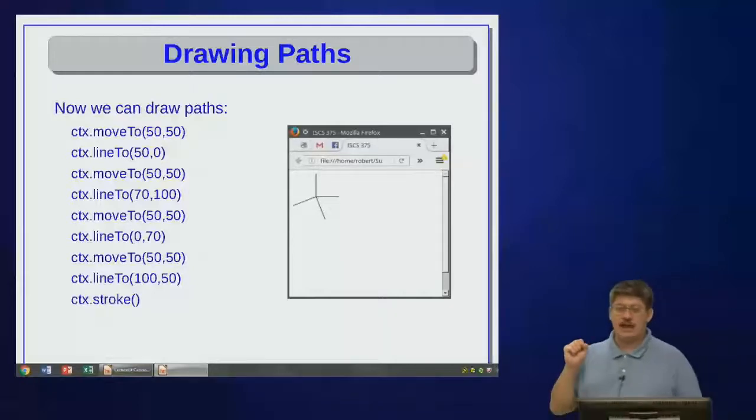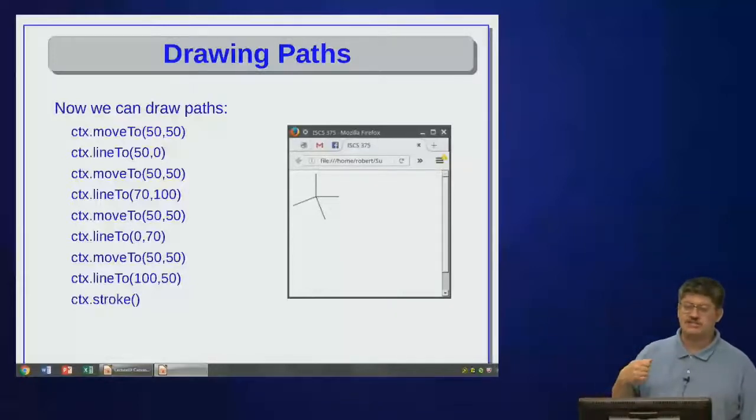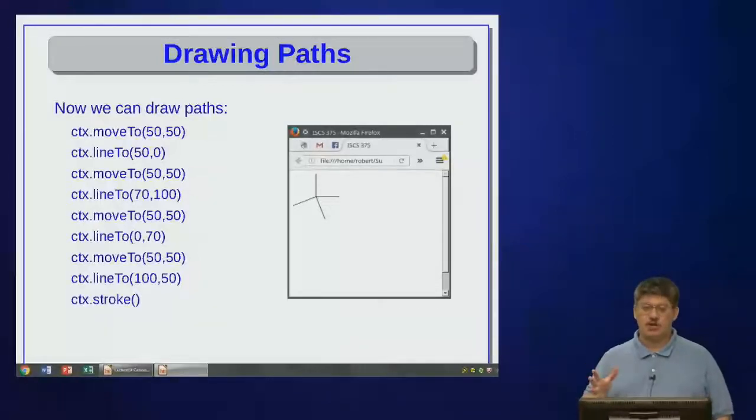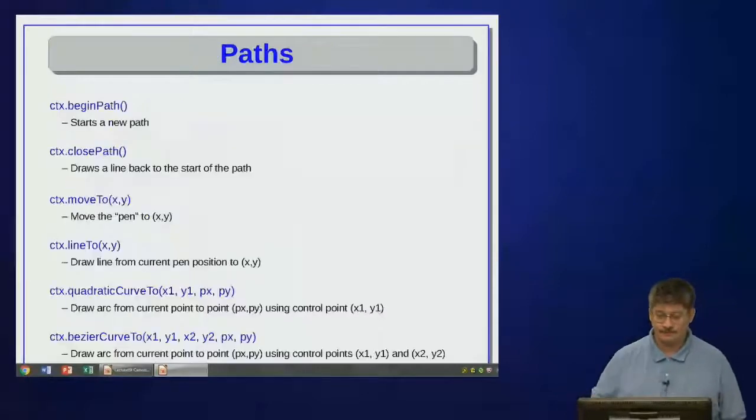Now, it turns out those lines won't actually show up until I call this other function, ctx.stroke, which kind of tells the canvas that we're done drawing and to go ahead and render. We'll talk more about that in a few slides.